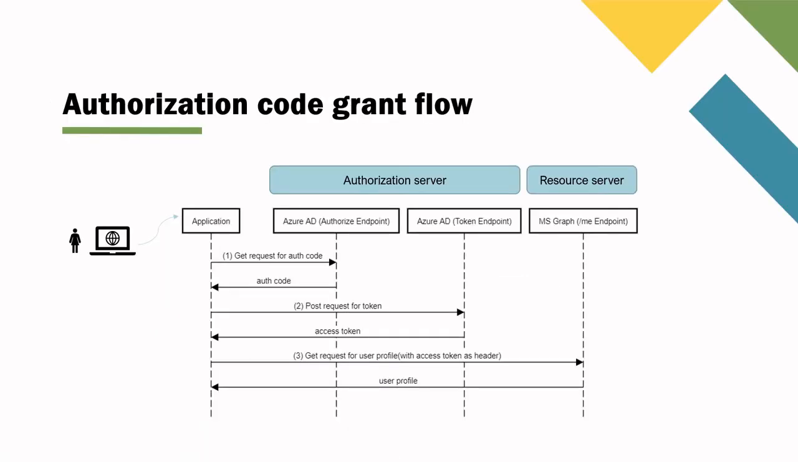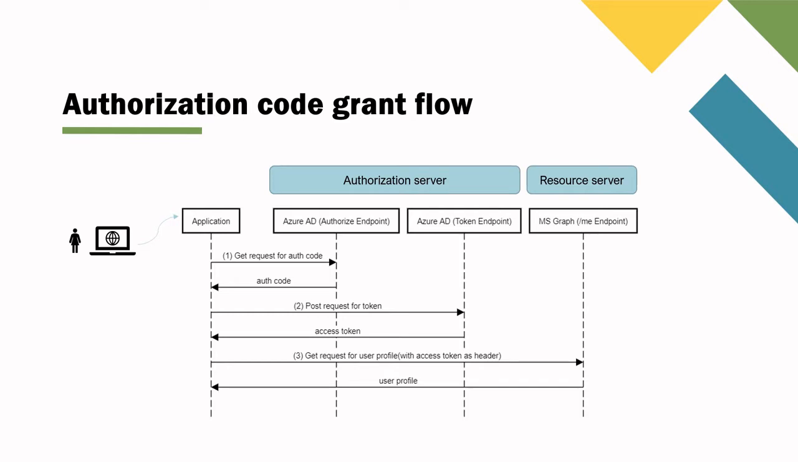The authorization code grant flow, I would say, has three main segments. The first segment is the application itself, which can be a mobile app, a single page app, or any other web app, and also the user who is using the application. The second segment is the authorization server. The authorization server actually has two endpoints. The first one is the authorize endpoint, and the second one is the token endpoint. For this demo, we are using Azure AD as the authorization server.